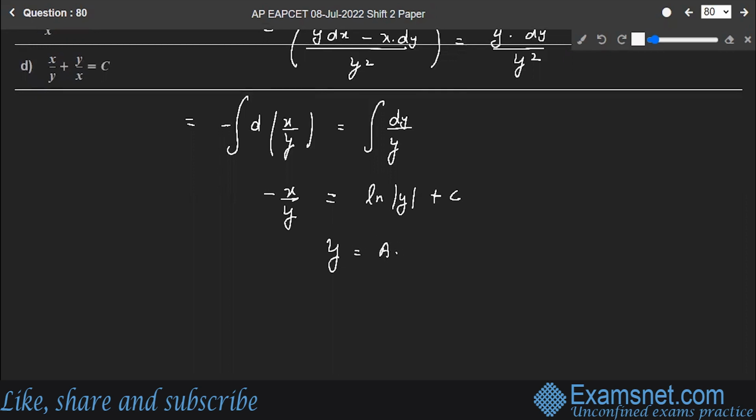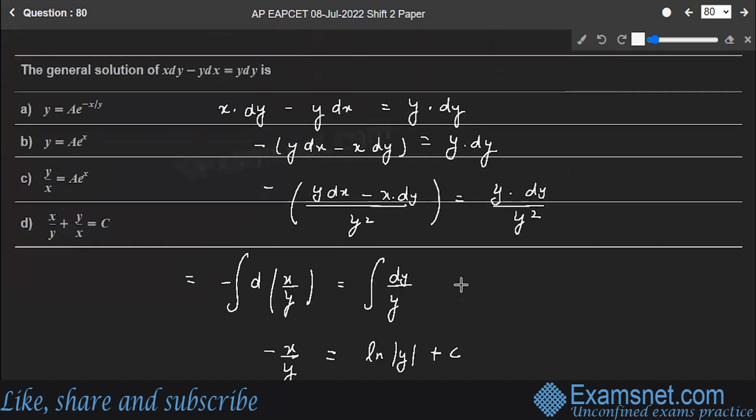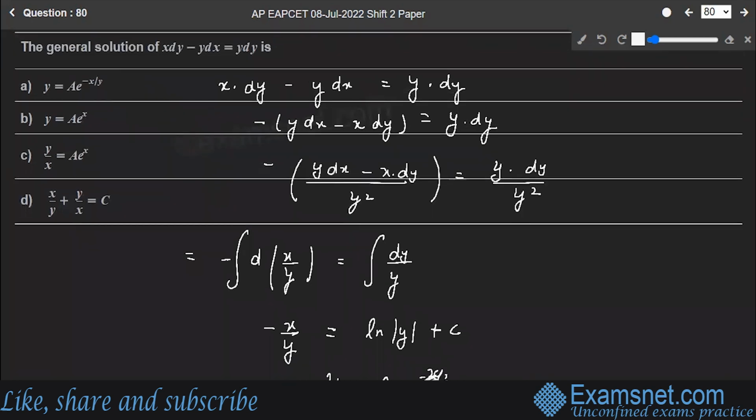Which makes y is equal to a into e raised to power minus x upon y. So we have option A as the answer. Hope you're clear with this.